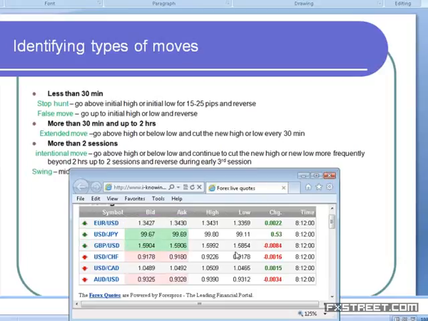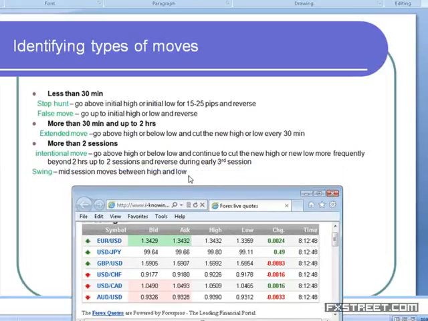If they stop cutting the new low in the last 30 minutes, then we can try to take a buy. Then they will be able to quickly rise. Our stop will not be hit. Then in case they continue to breach the low or the high, depending upon the type of move on the upside or on the downside, and today we have seen the downside move, they continue to breach the low, then they go in for 2 sessions, and at the start of the 3rd session try to reverse it. So that is referred to as the intentional move. And during the mid sessions, they make the swings.